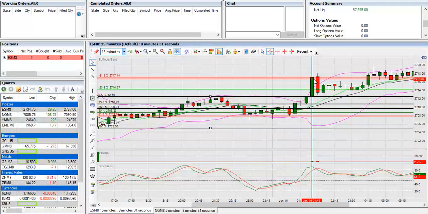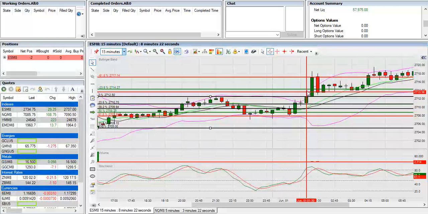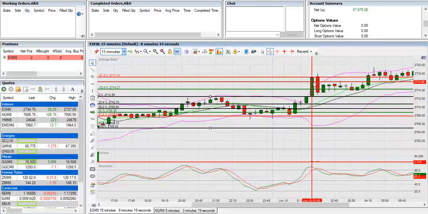So an 8-point trade on one contract is going to give you a $400 play. That's an $800 play on a 2-contract trade. I'll take $800 for that hour also. I'm not going to sneeze at that.